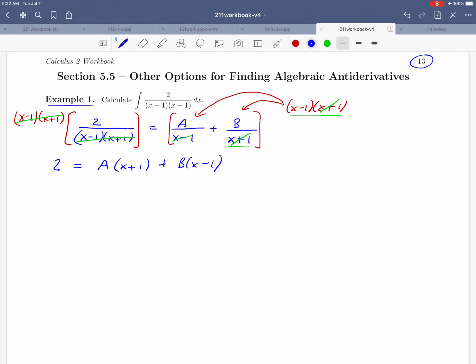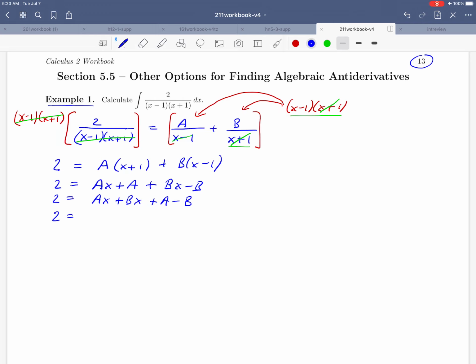Now we're going to continue with some algebra here. Let's distribute the A through. That's going to give us Ax plus A. Do the same with the B, Bx minus B. The next step is going to seem a little unusual the first time you see it, but we're going to group like terms together. So I'm going to write Ax plus Bx plus A minus B, and notice that all we did was take the Bx and move it over so that it's together with the Ax. Because these two terms both have an x in them, we can factor an x out. So I'd like to do that.